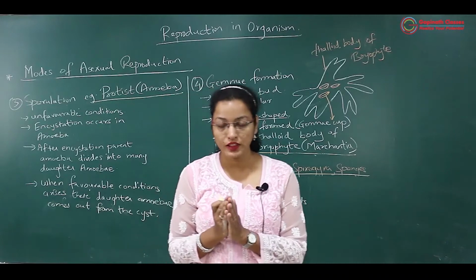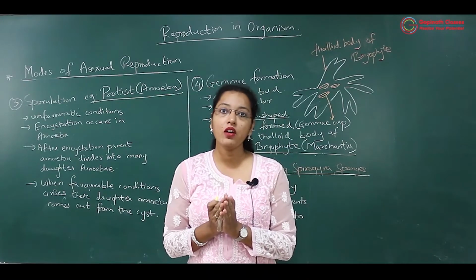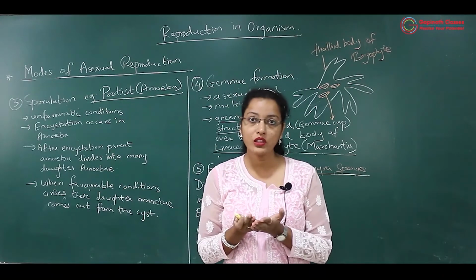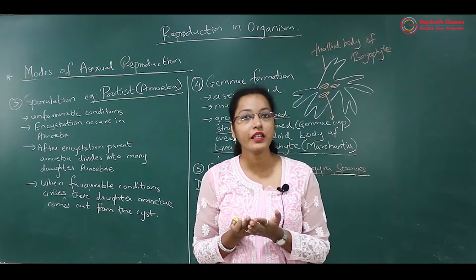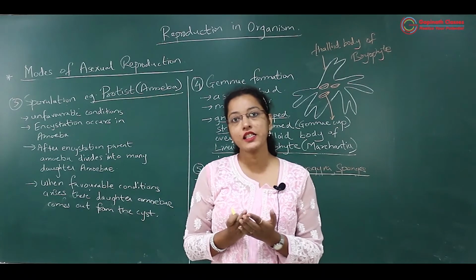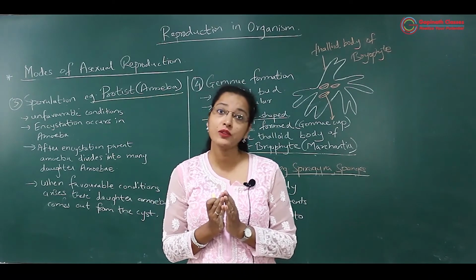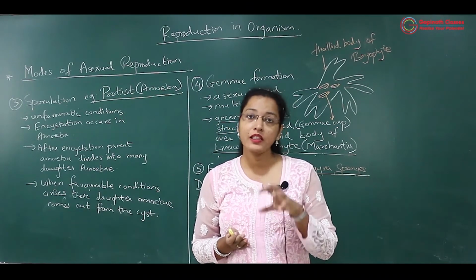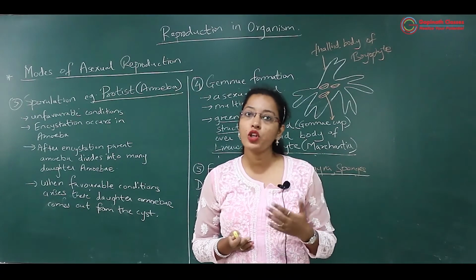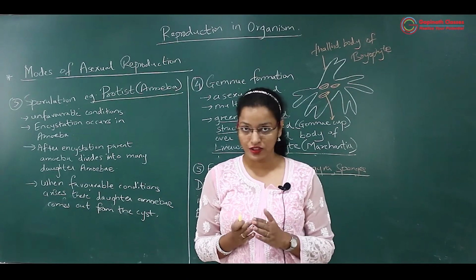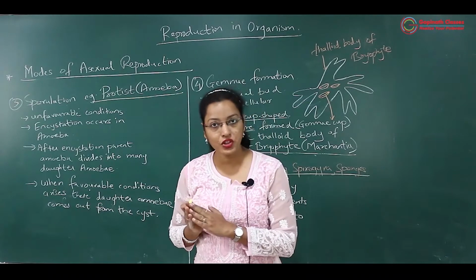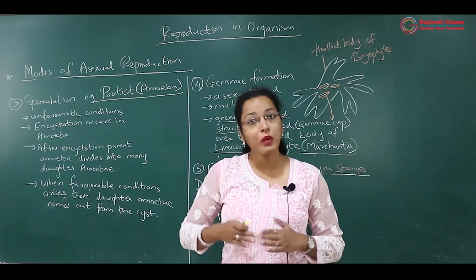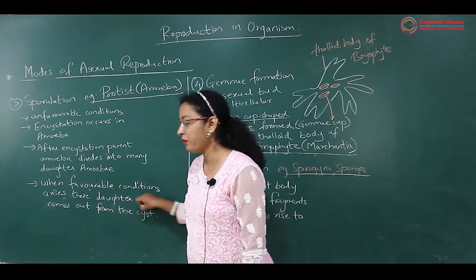Sporulation is the process wherein a cyst is formed around the amoeba during unfavorable conditions. What is a cyst? A cyst is a thick walled structure which is formed around the parent amoeba, and once the cyst is formed, this amoeba will multiply several times inside the cyst till favorable conditions arise. Once favorable conditions arise, the cyst will burst to release daughter amoebae.